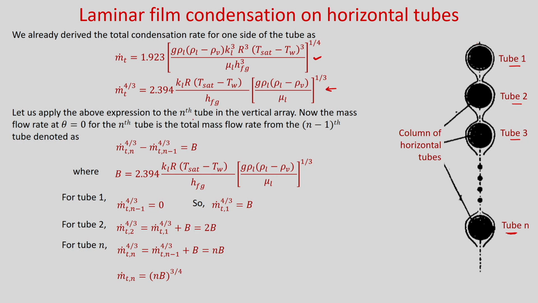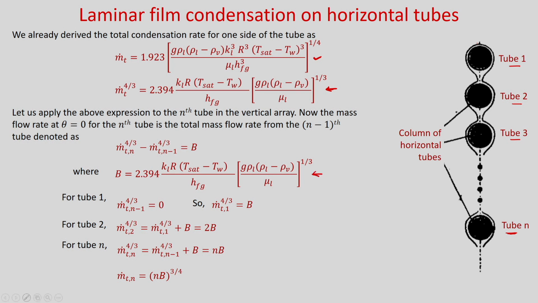Now, let us apply the above expression to the nth tube in the vertical array. The mass flow rate at theta equal to 0 for the nth tube is the total mass flow rate from the n minus 1 tube. Denoting m dot t, t for total, for the nth tube to the power 4 by 3 minus m dot t n minus 1 to the power 4 by 3 should be equal to b, where b is represented with this expression. Okay. So, this is your b.